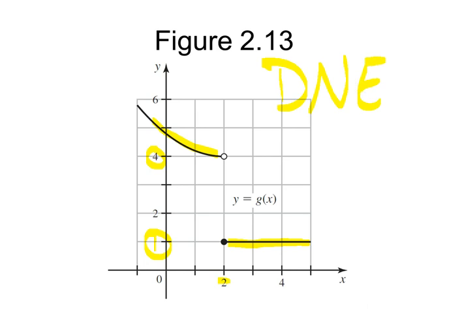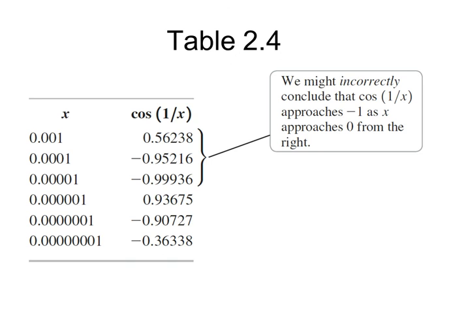So our one-sided limits do exist. The limit from the left exists, it's 4. The limit from the right is 1, but the limit as x approaches 2 of g of x does not exist. Okay, so we have to be able to differentiate between the one-sided and two-sided. The one-sided limit is defined, it does exist, but the two-sided limit does not because the two one-sided limits do not coincide. Let's look at another possible error that we may make here.